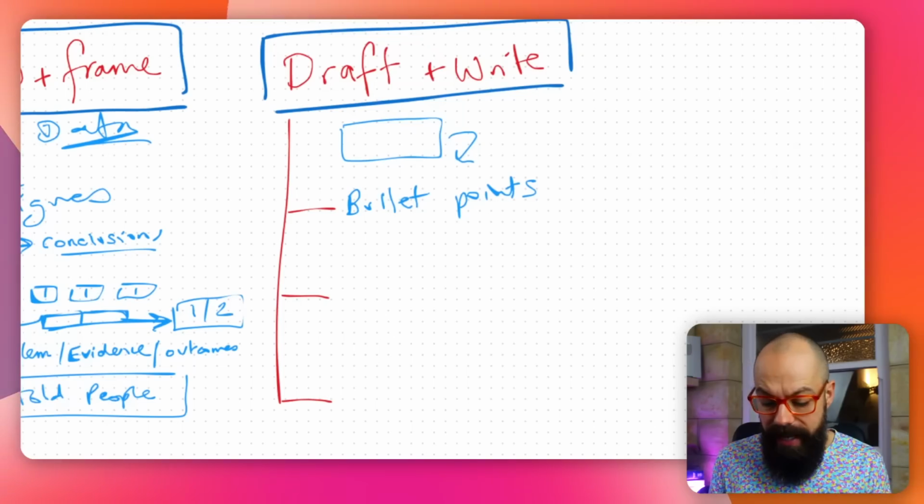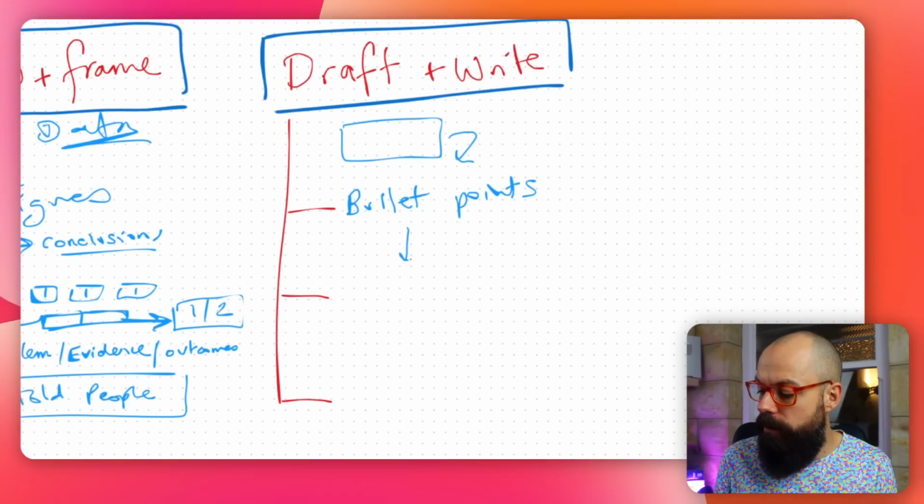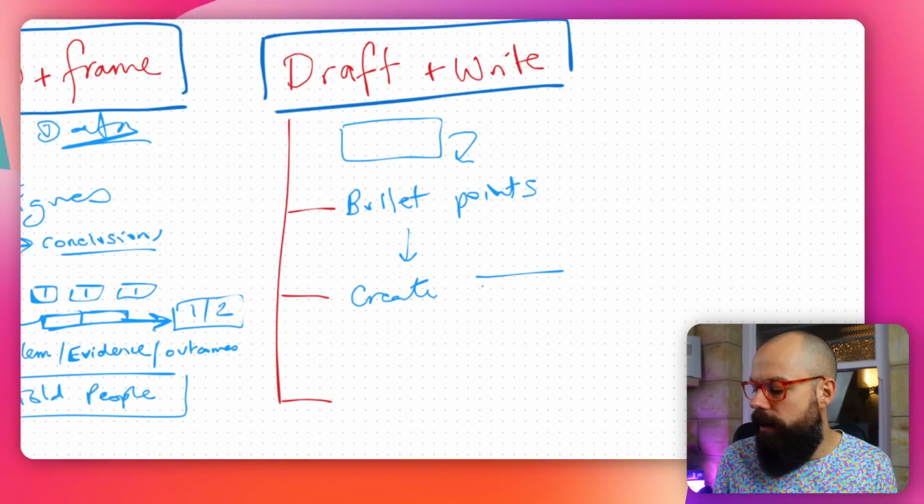Absolutely love that. And the next thing we need to do, obviously, after we've got bullet points, is create full paragraphs. So this is where we create paragraphs, and that's what we love. And then we need to check it for structure, check it for those things.